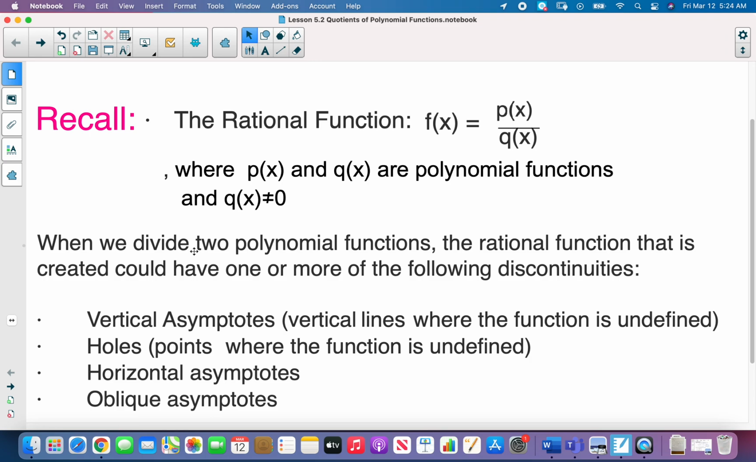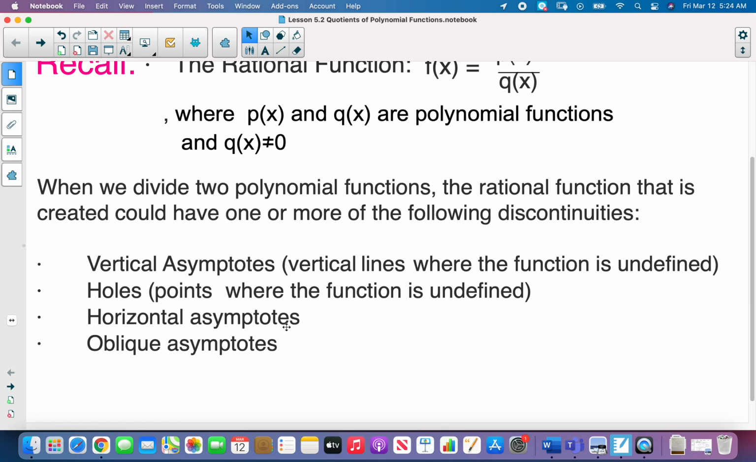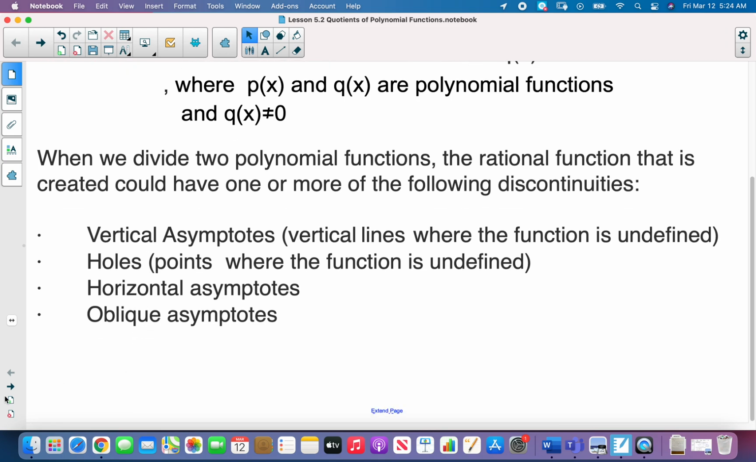When we divide two polynomial functions, the rational function that is created could have one or more of the following discontinuities. You could have a vertical asymptote. They're vertical lines where the function is undefined. They could have holes, which are points where the function is undefined. You could have horizontal asymptotes, and you could have oblique asymptotes. We will look at all of these discontinuities in more detail in this section.